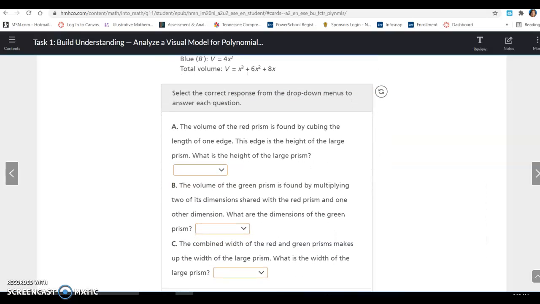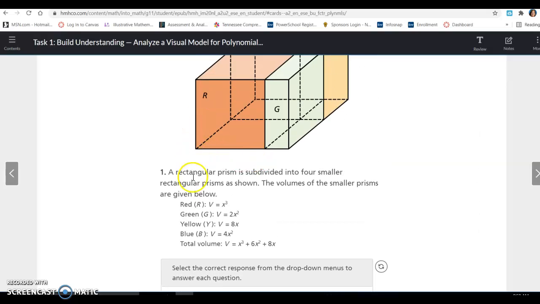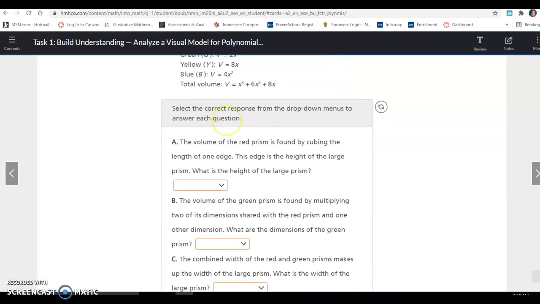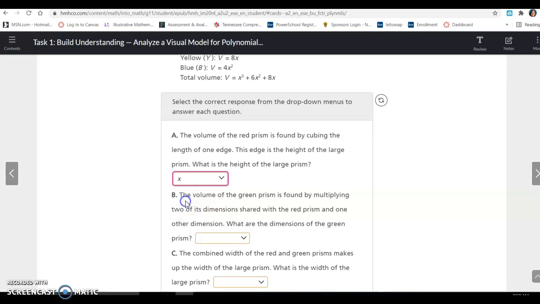All right, it says select the correct response from the drop-down menus to answer each question. The volume of the red prism is found by cubing the length of one side. This edge is the height of the large prism. What is the height of the large prism? We already determined that for red, the whole volume is x cubed, so it's x times x times x. So the height would be one of those x's.